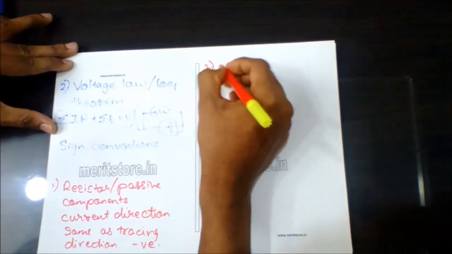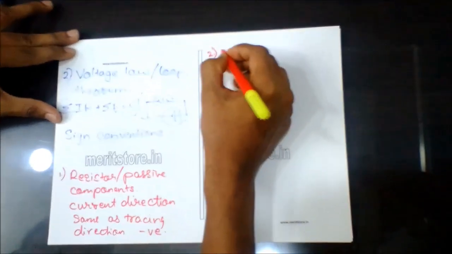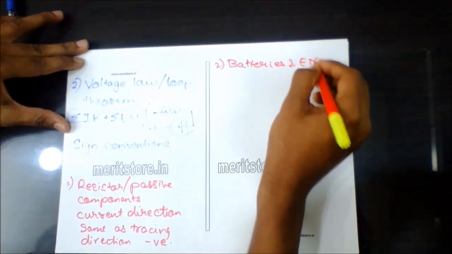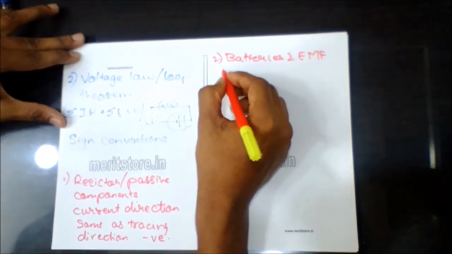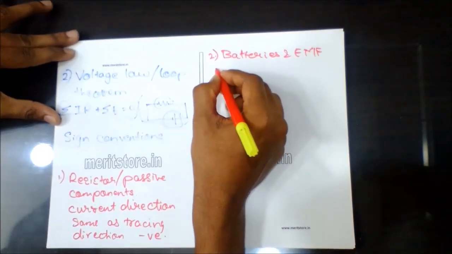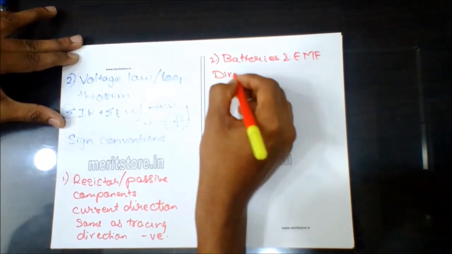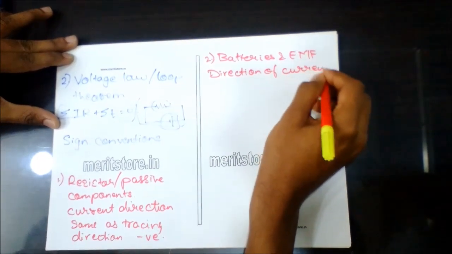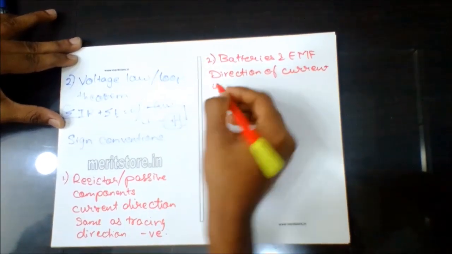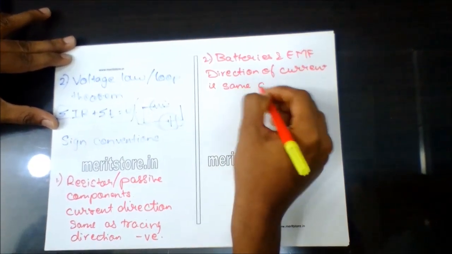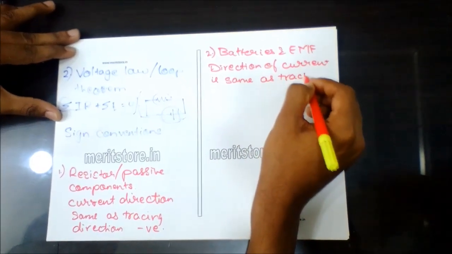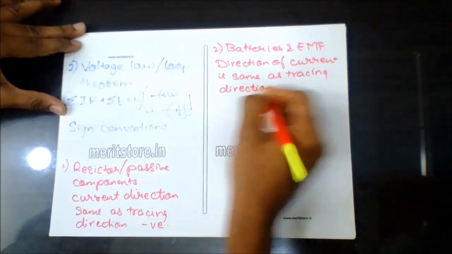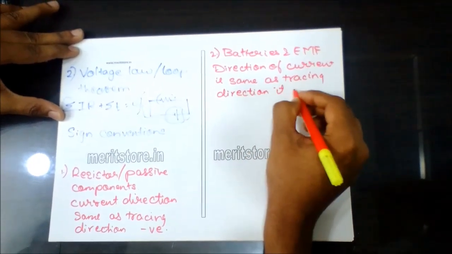Whereas for sources of potential such as batteries and other EMF sources, if the direction of flow of current through them is the same as the tracing direction, it is considered as positive.